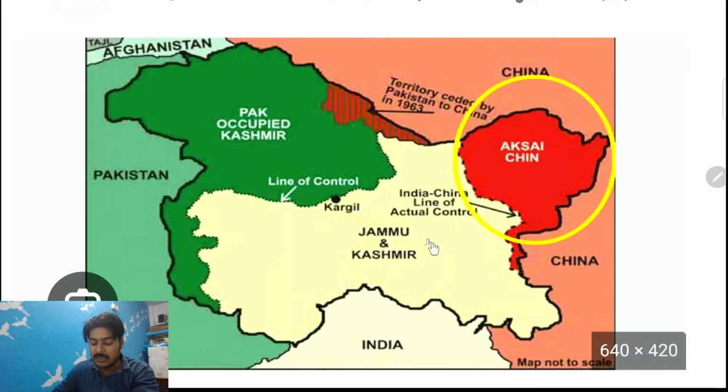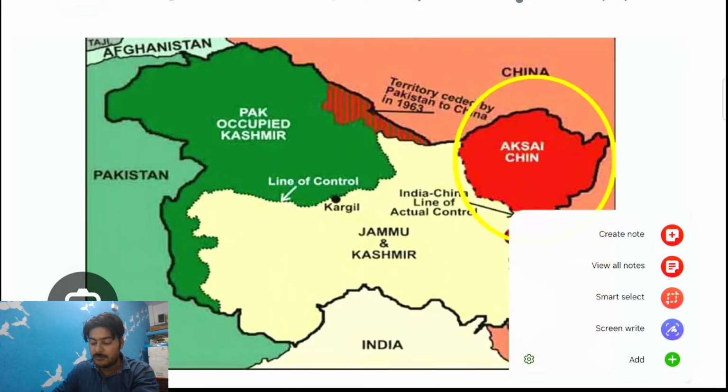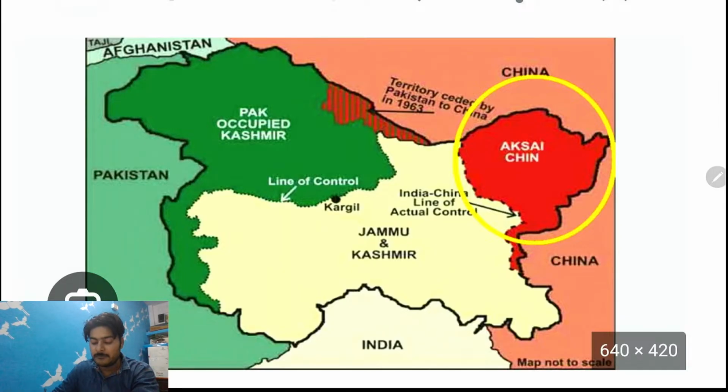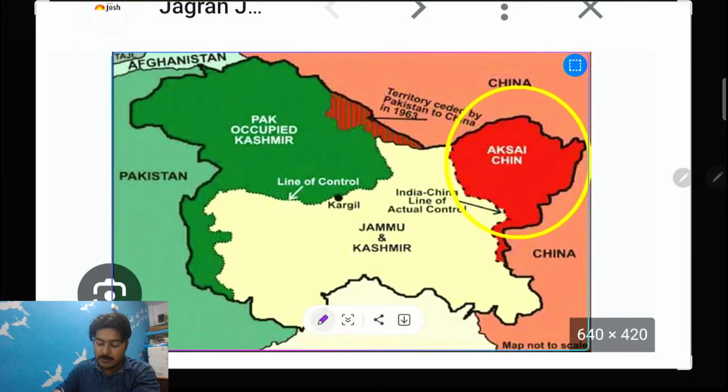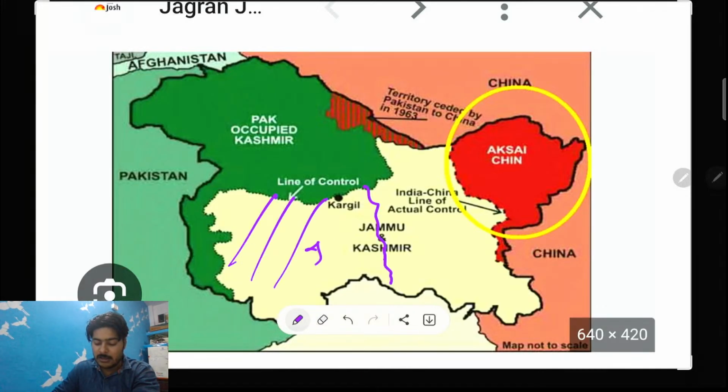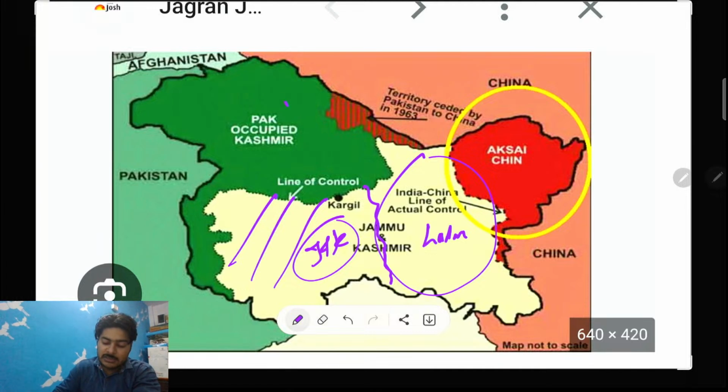And now this area from here to here, let me draw it for you. So if I draw a line here, this area will come under J&K, and this area here will come under Ladakh. Now this is known as the POK, that is Pak occupied Kashmir.